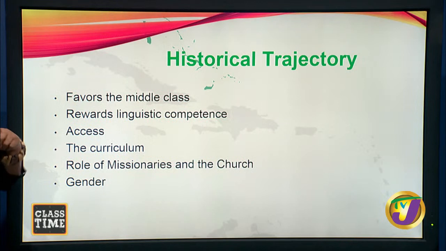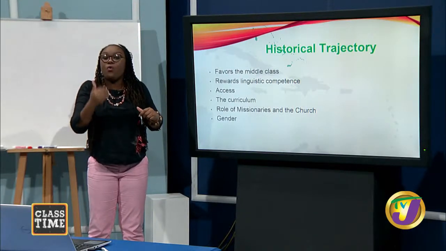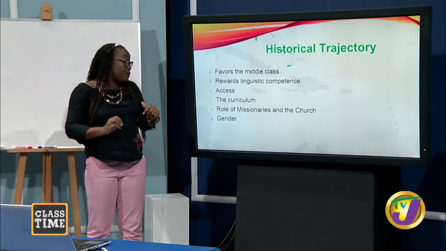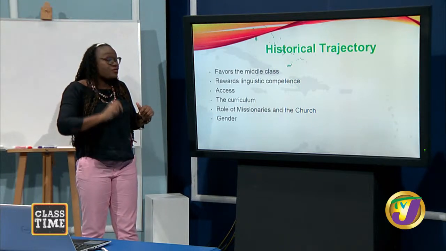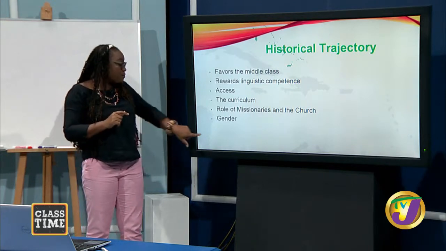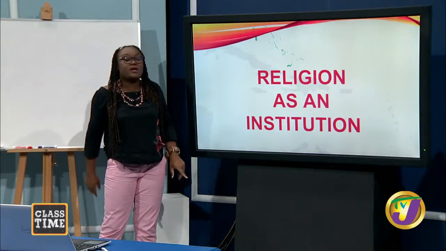Access. Who could access? Could the rural people access? Deep rural? Urban, yet ghetto? Could inner city communities access? Who could access education? All of these things are very important in our understanding. The role of the missionaries, and of course, gender is very, very important to our understanding of education. Let us move on quickly now to religion.